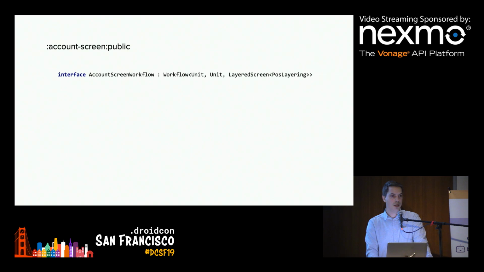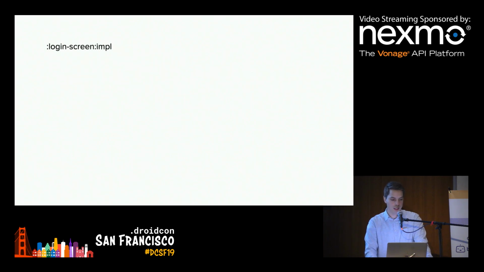We know it's a workflow. A workflow has an input type, which is unit in this case. It has an output, which is also unit. We don't really care about it. That's all we really need to know. And then we can go ahead and reuse this interface and then implement our login screen.